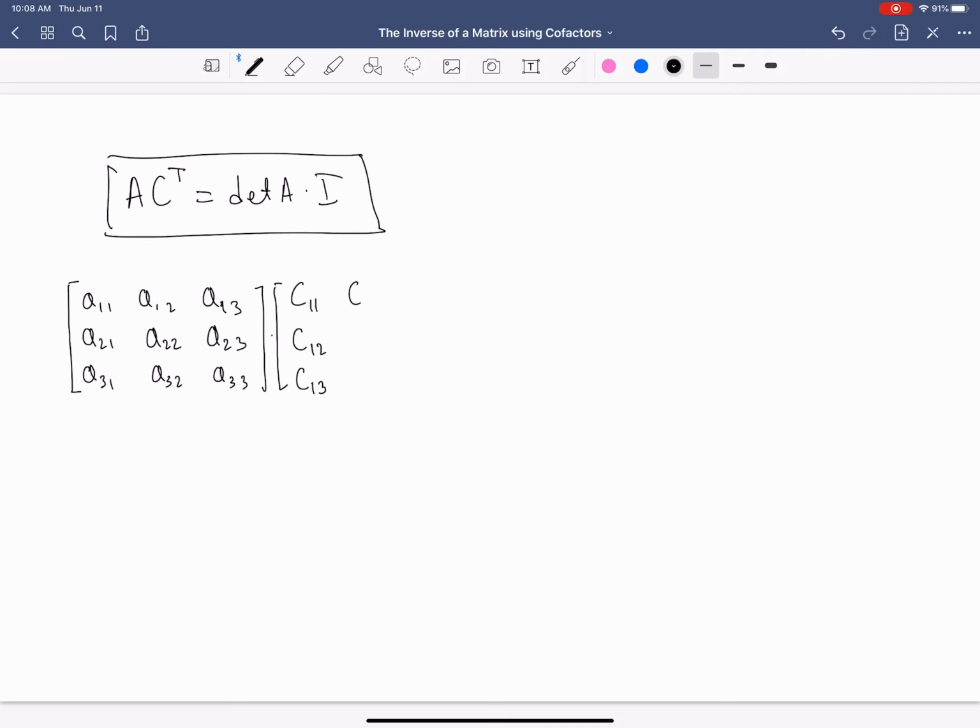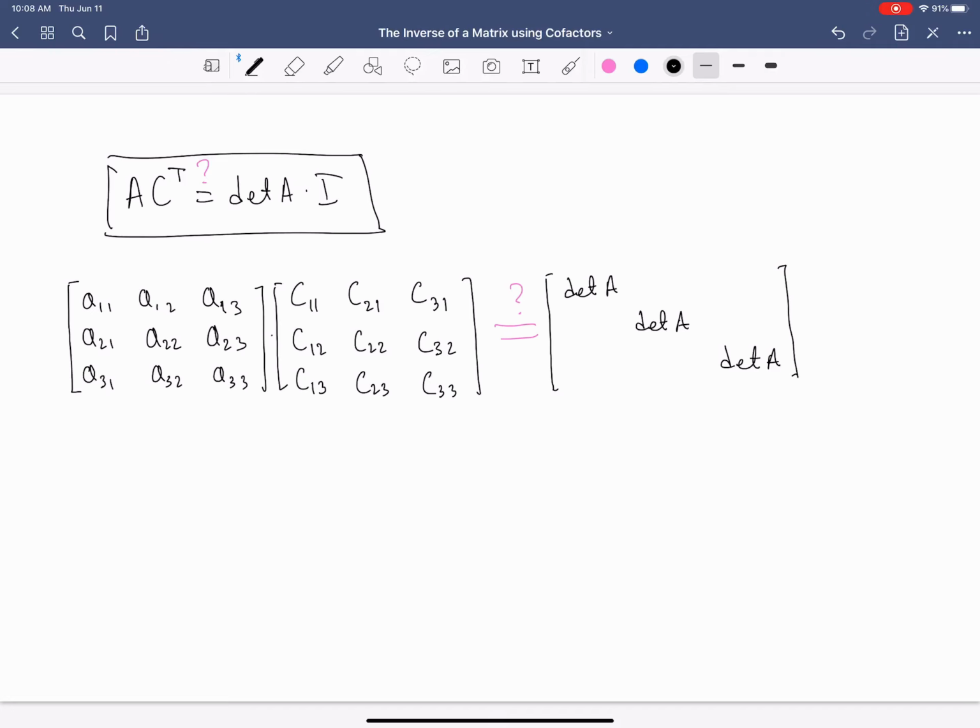So then I have C21, C22, C23, C31, C32, C33, and the claim, so I'm trying to check that this is true, right? The claim here is that what I get is the determinant of A along the diagonal, and everything else is 0.